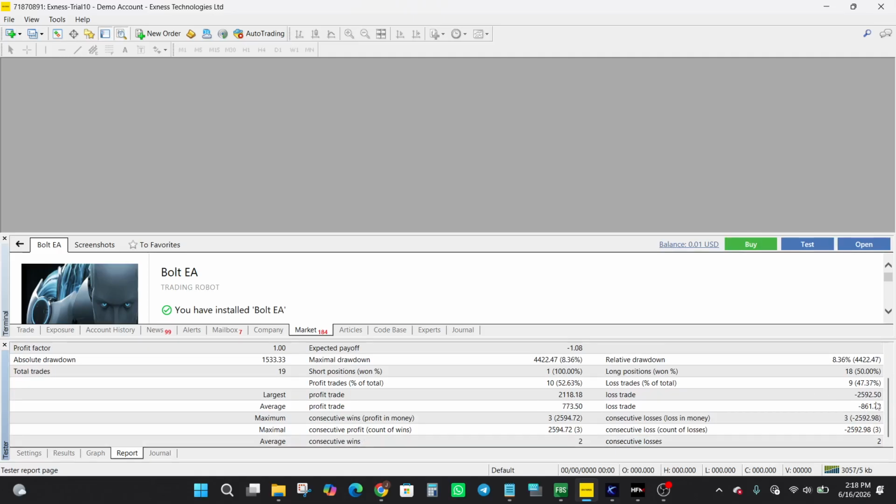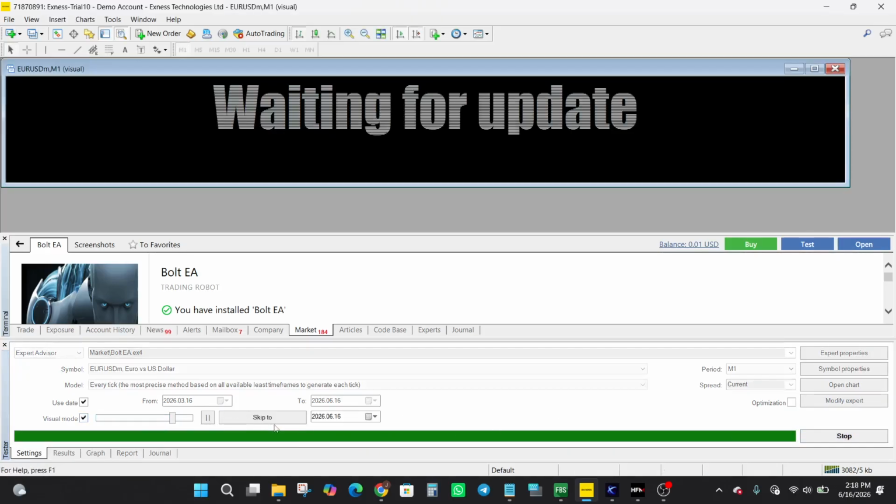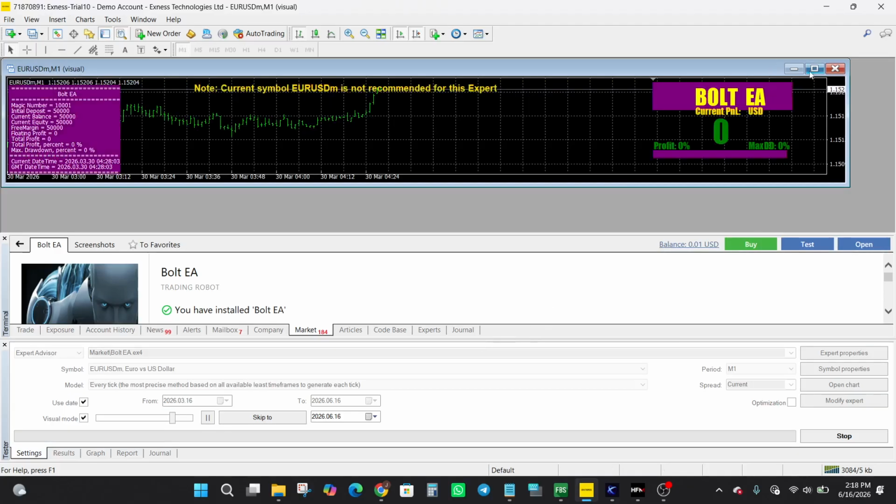Largest profit was 2,118.18, largest loss 2,592.5, average profit 773.5, average loss 861.72. So that means that the average risk to reward ratio is pretty bad, right? Because the average loss is bigger than the average profit. Okay, so now let us turn on the visuals and let us look at this EA in action.